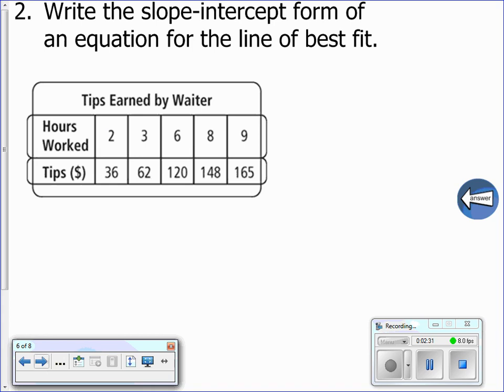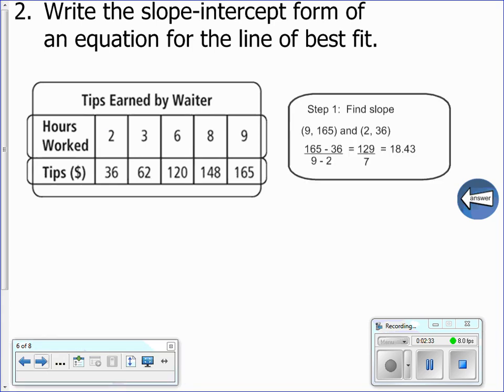From a table, again, first thing I have to do is find the slope. I'm choosing my points of (9, 165) and (2, 36). y minus y over x minus x, so 165 minus 36 over 9 minus 2. So that gets us 129 over 7, and that's 18.43.